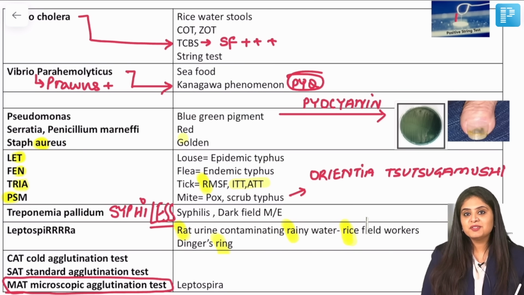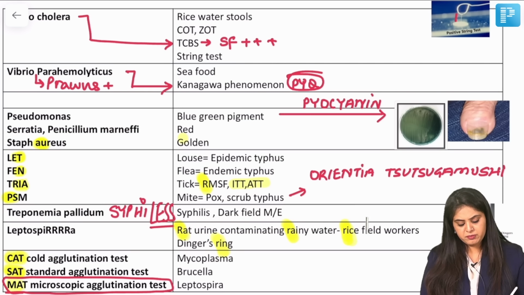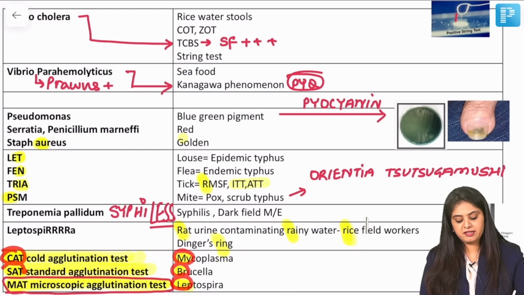So now we have to revise all the others. There are three agglutination tests. Cat sat on a mat. That is how we learnt it. Cat is cold agglutination test, SAT is standard agglutination test, and MAT is microscopic. So cat sat on a mat, and cat is like Billy in Hindi. So we learnt it as my Billy, which means that CAT, or cold agglutination test, is for Mycoplasma. Standard agglutination test is going to be for Brucella, and microscopic agglutination test is going to be for Leptospira. So my Billy and cat sat on a mat, it matches the following, very important for the exam.